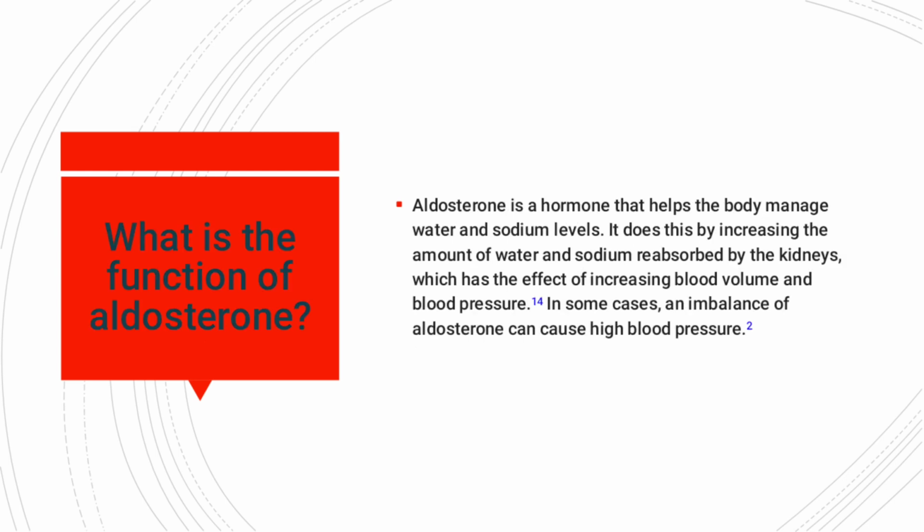What is the function of aldosterone? Aldosterone is a hormone that helps the body manage water and sodium levels. It does this by increasing the amount of water and sodium reabsorbed by the kidneys, which has the effect of increasing the blood volume and the blood pressure. In some cases, an imbalance of aldosterone can cause high blood pressure.